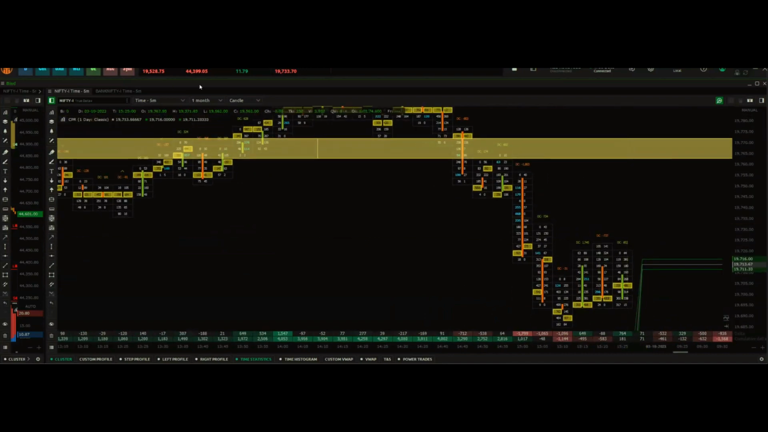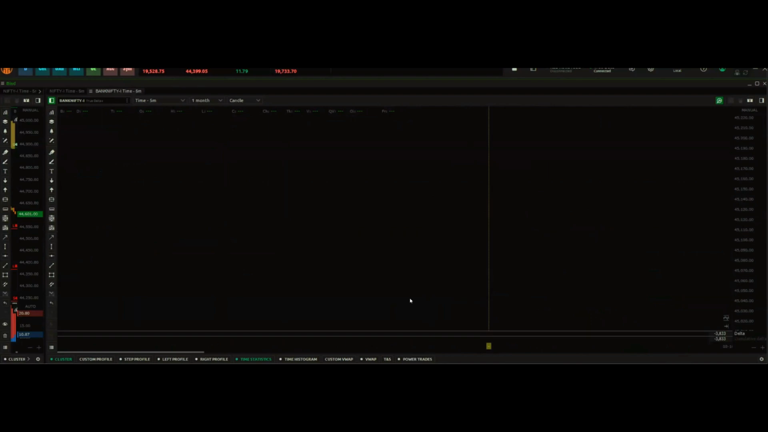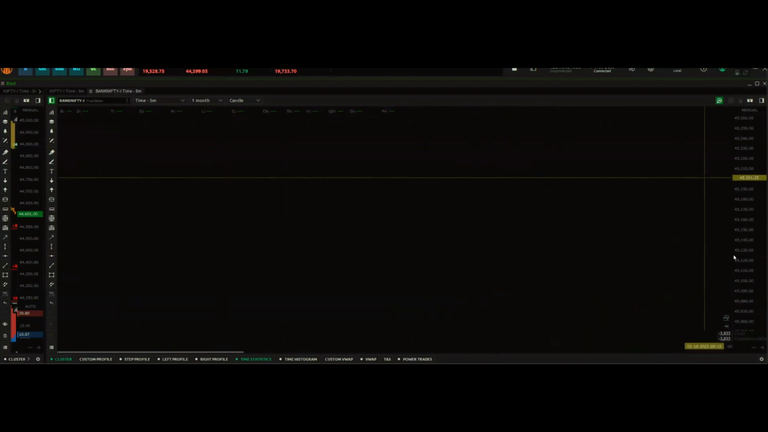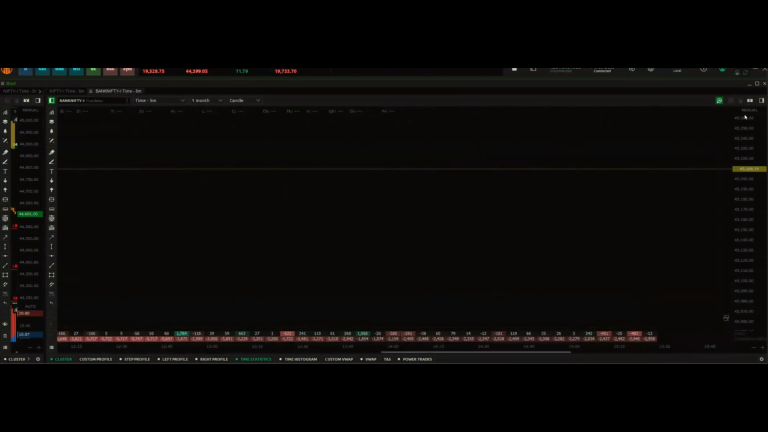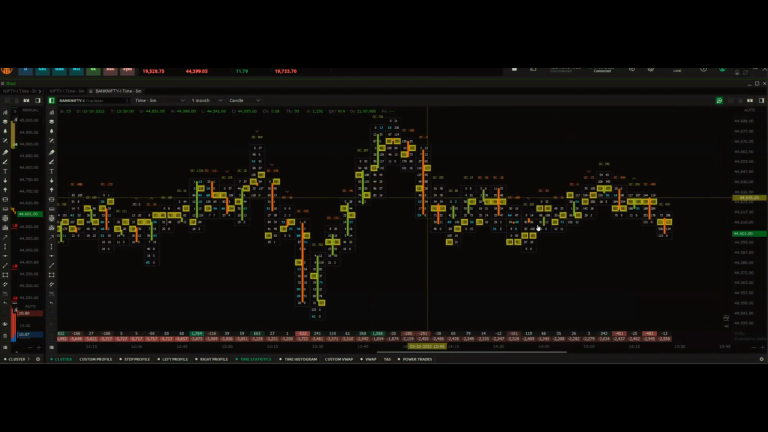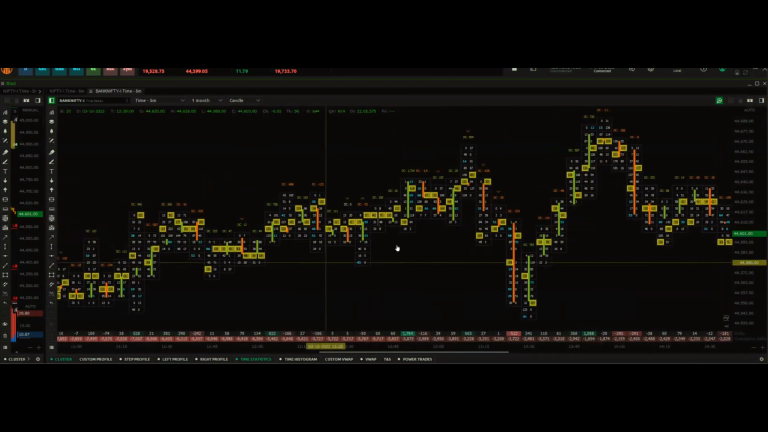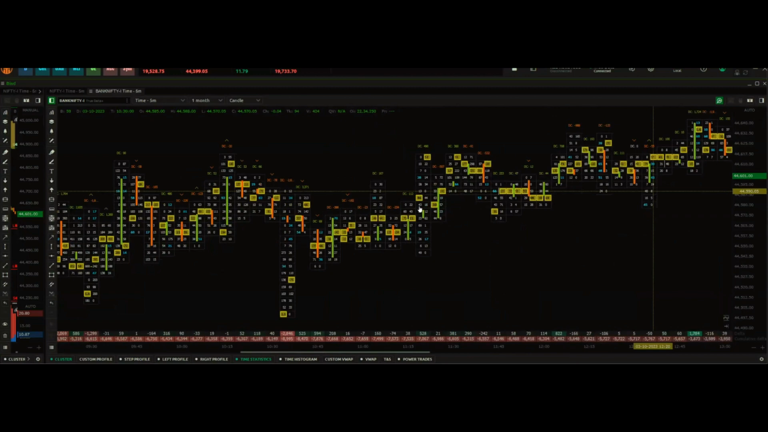A better example for this is in your Bank Nifty chart.